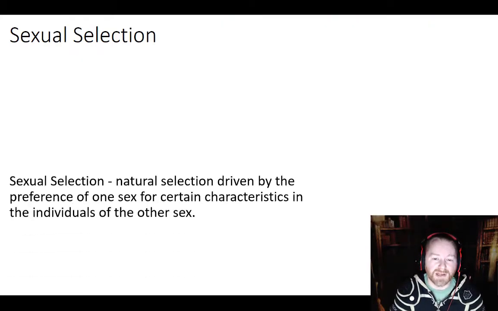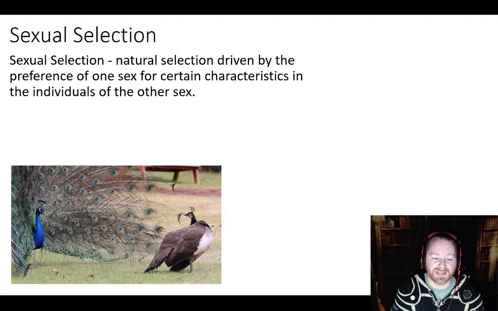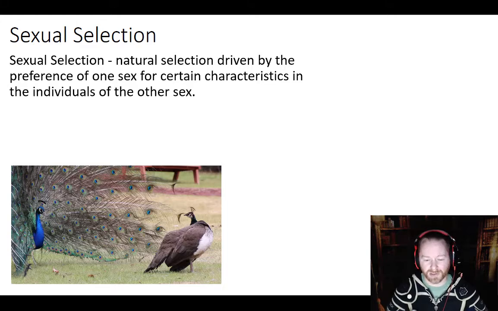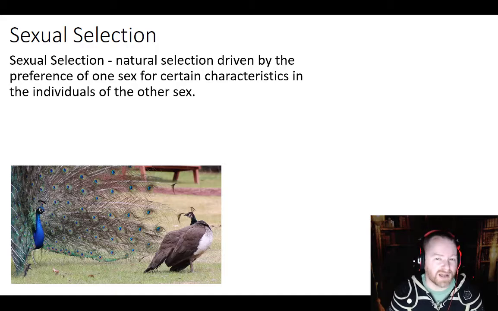So another big thing that we cover and that we're going to see a lot in zoology is the process of sexual selection. So this is when one gender selects a mate based on physical characteristics in that other gender. In other words, natural selection is driven by the preference of a certain trait that's going to be found in the opposite sex. Humans do this all the time, so this is not a new concept for us.